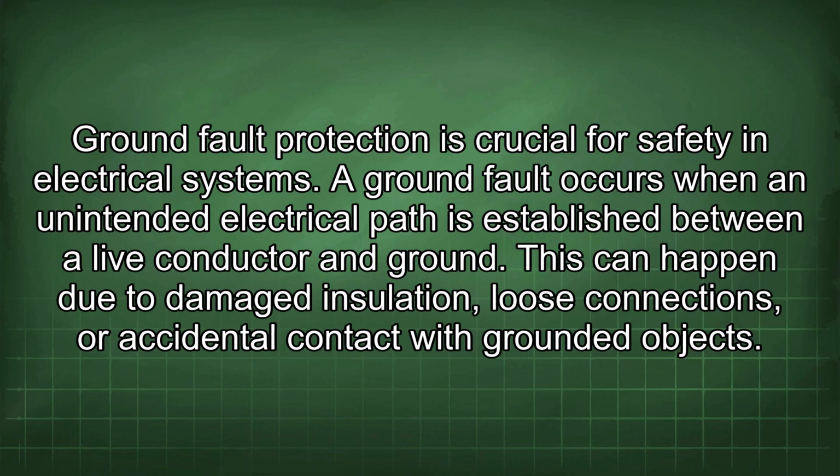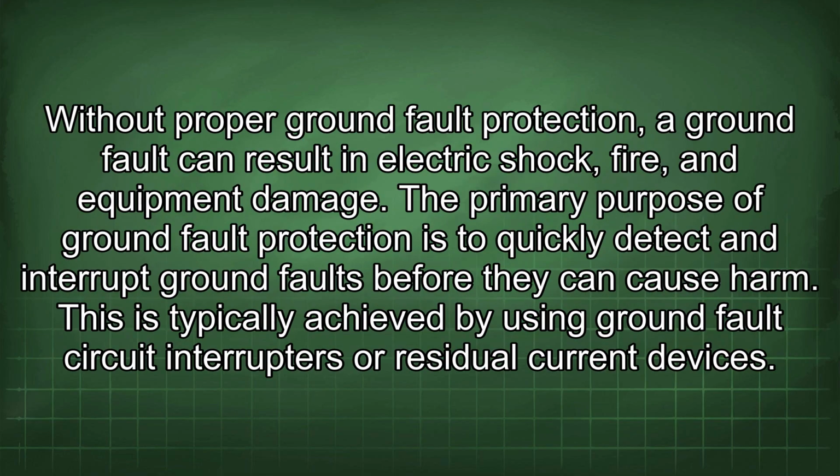Ground fault protection is crucial for safety in electrical systems. A ground fault occurs when an unintended electrical path is established between a live conductor and ground. This can happen due to damaged insulation, loose connections, or accidental contact with a grounded object. Without proper ground fault protection, a ground fault can result in electric shock, fire, and equipment damage.